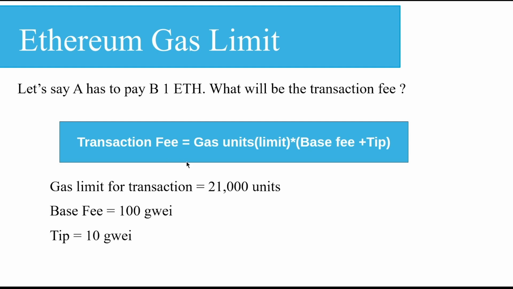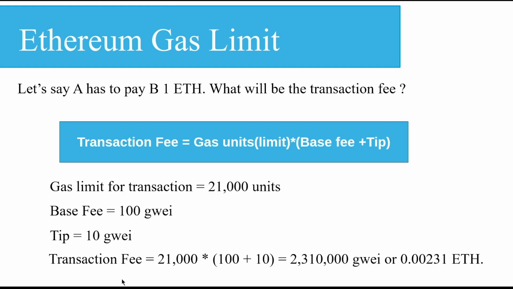Now let us calculate the transaction fees, because now we have our Ethereum gas limit, our base fee and tip. So the transaction fee in this case is 0.00231 ether. You also have to have 0.00231 ether in your transaction. Means in total you have to send 1 plus 0.00231 ether, that is 1.00231 ether. And we can check this on our MetaMask wallet also.